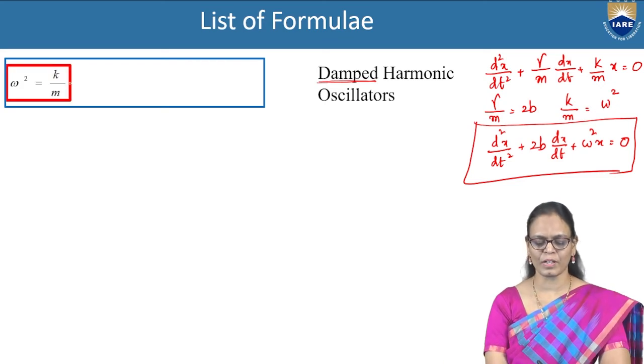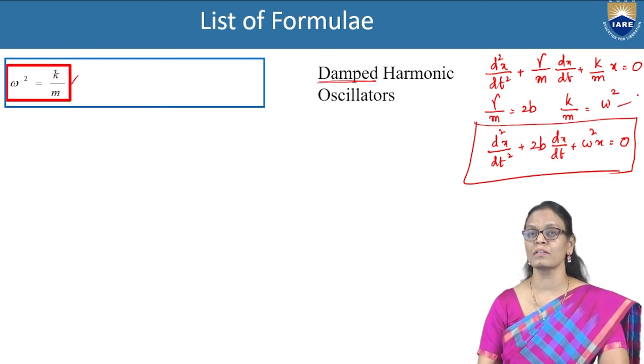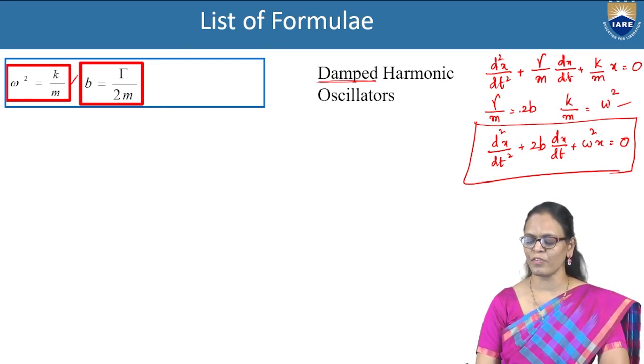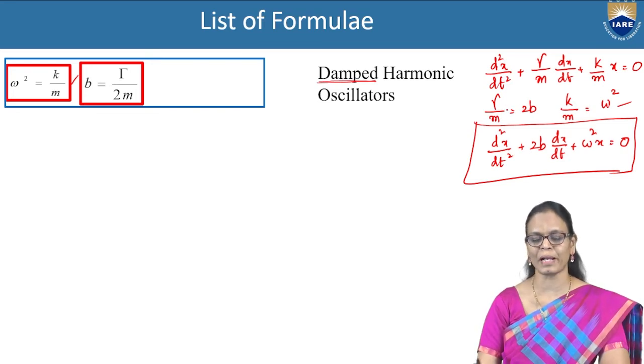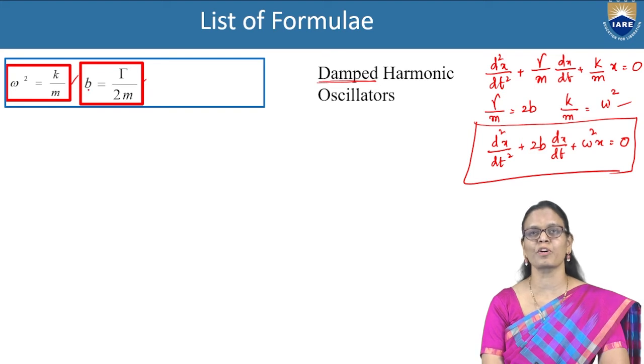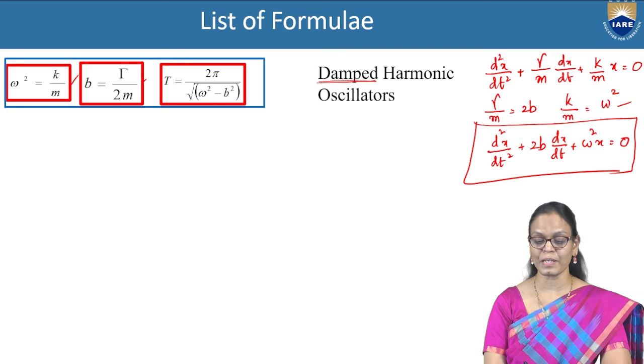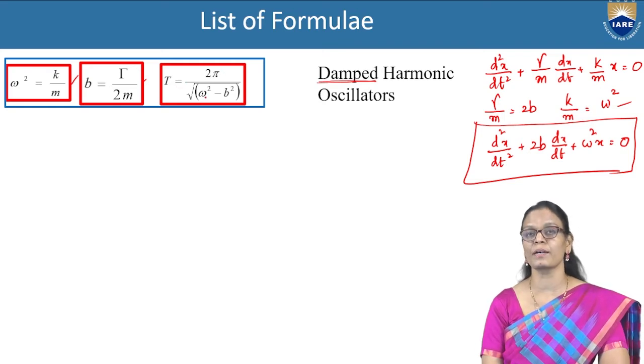So omega square is equal to k by m, which we have already seen. And the second one, b is equal to gamma by 2m. If gamma by m is equal to 2b, then b will be equal to gamma by 2m. So in most of the cases for b, we are going to substitute gamma by 2m. And the time period T is given by 2 pi upon the square root of omega square minus b square. Now, depending on these values of omega square and b square, we have three conditions for damping.